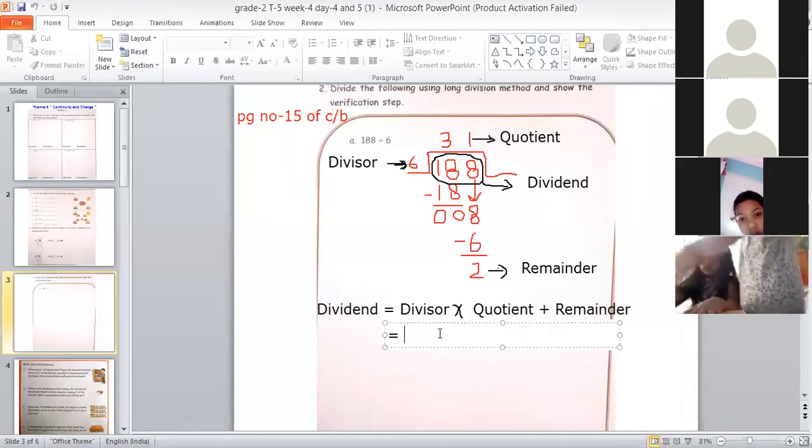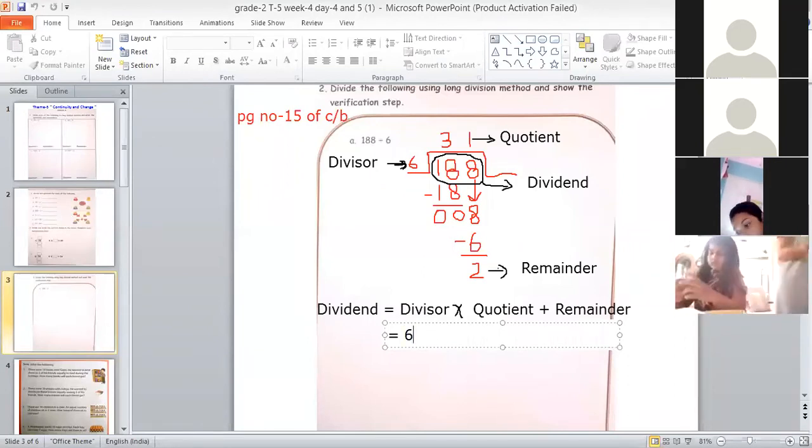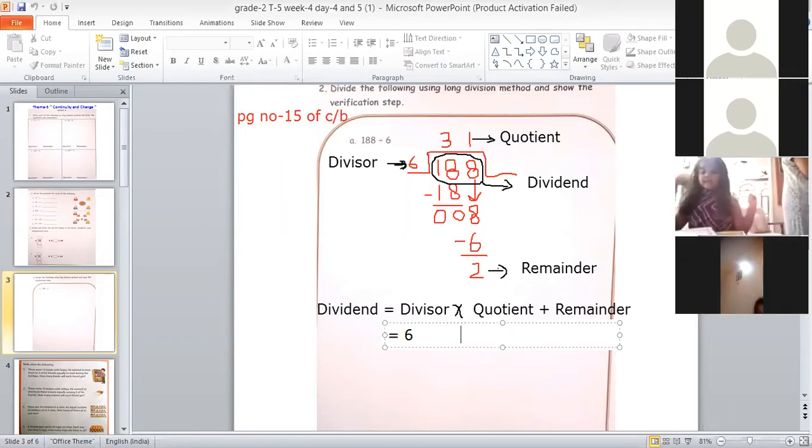Divisor is how much? 6, ma'am. Yes, 6 is the divisor. Very good. And what is the quotient? Quotient 31, ma'am. Yes, quotient is 31.